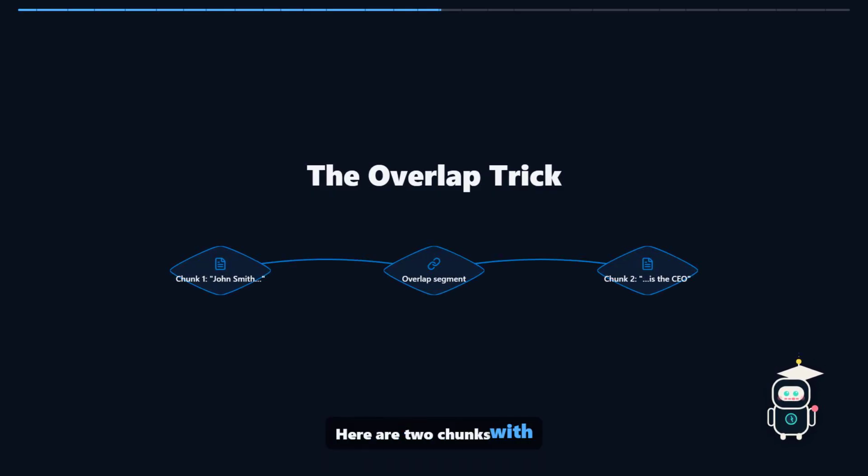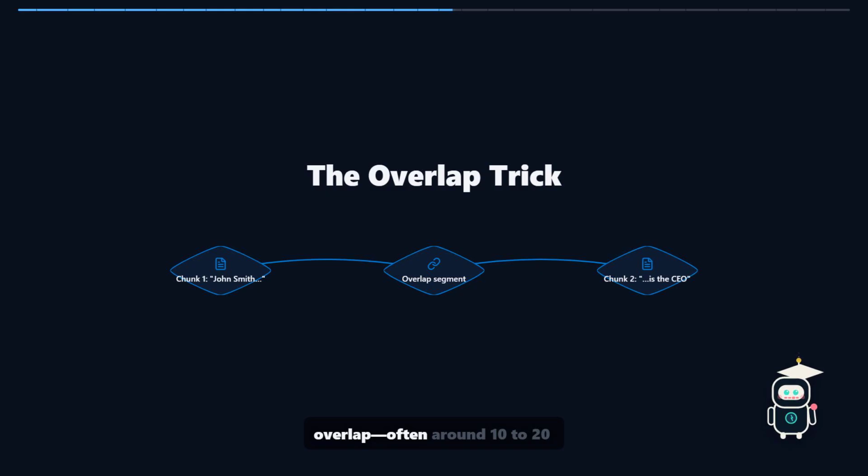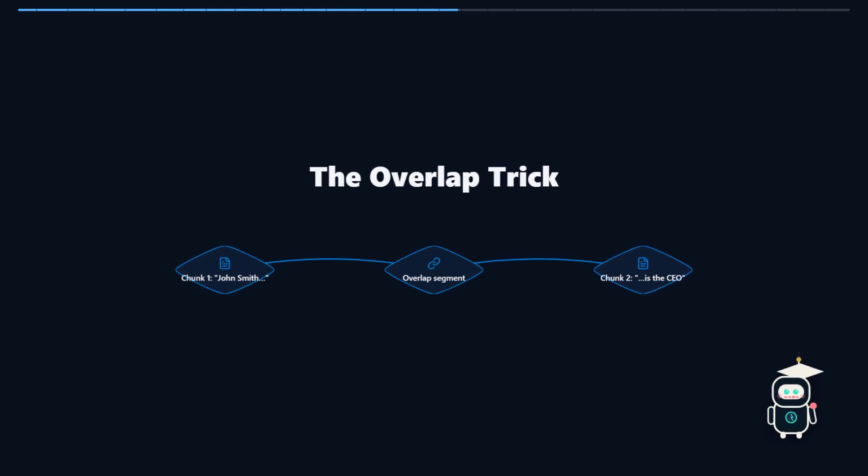Overlap is the invisible glue. Here are two chunks with a modest overlap. Chunk 1 might contain "John Smith," and Chunk 2 is "the CEO." Without that shared segment, the retriever has no path from one piece to the other. Many practitioners use a modest overlap, often around 10 to 20% of chunk size, as a starting point, but you should test for your particular documents. The exact amount depends on your document structure, so experiment.